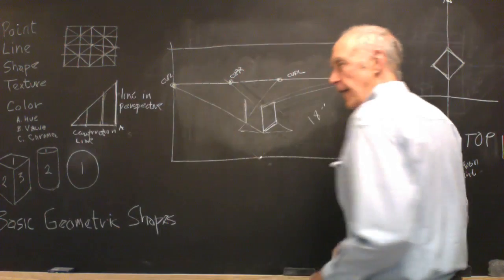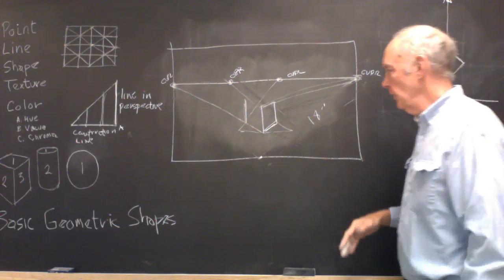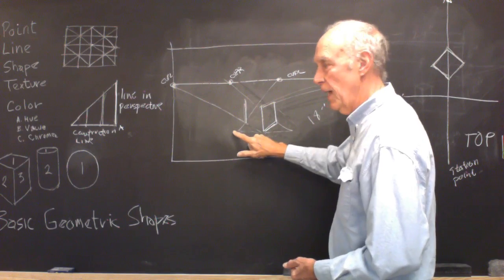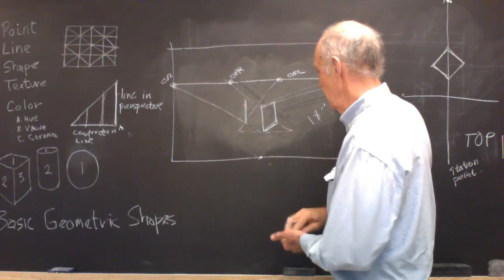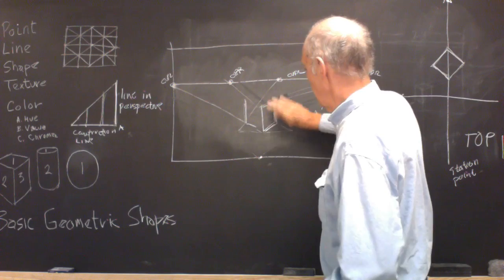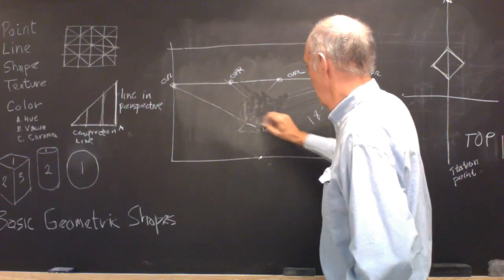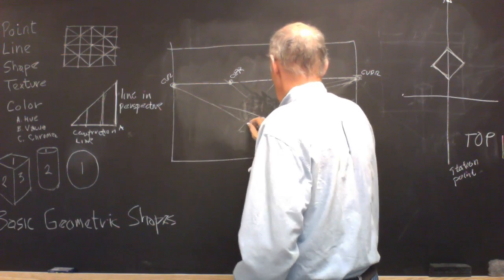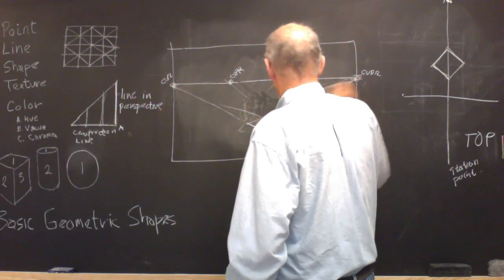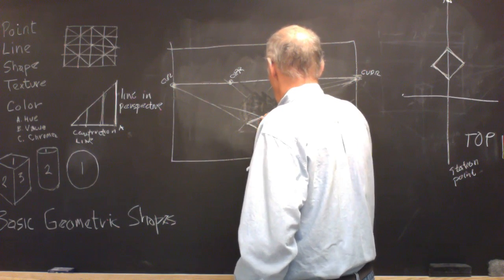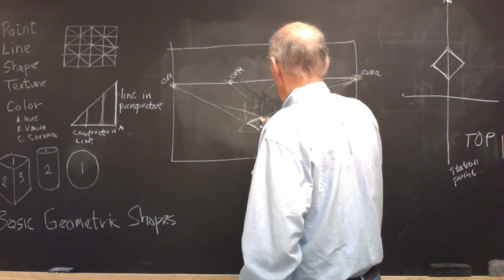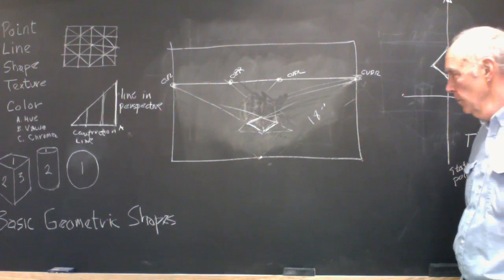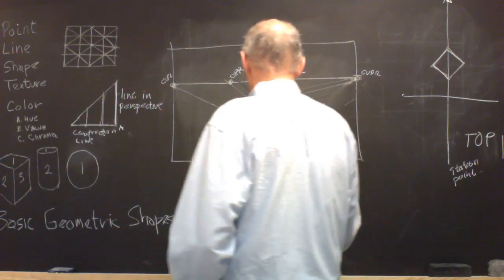Now, if I wanted to lay down a perfect square on the ground, all I'd have to do, I've got 2 points here. That is the same distance as that. This is the same distance as this. So I just erase all this stuff. And I go from there to there, to there. Okay, that's a perfect square laying on the ground.